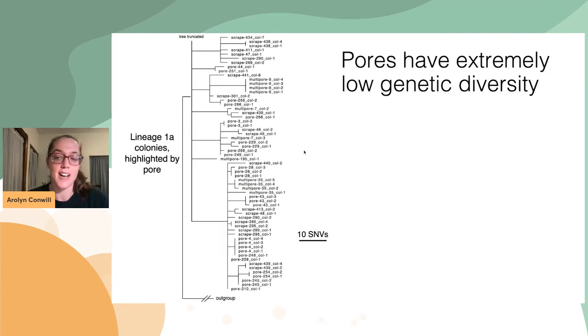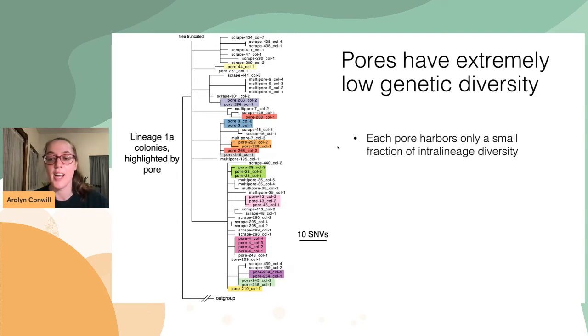And I'm going to go ahead and highlight all the cases where we have multiple colonies from the same pore follicle, and you'll see that a striking pattern emerges. It turns out that not only do colonies originating from the same skin pore belong to the same lineage, but they have very low genetic diversity as compared to the lineage as a whole. And moreover, pores are often monophyletic.